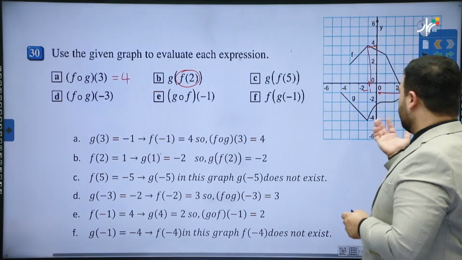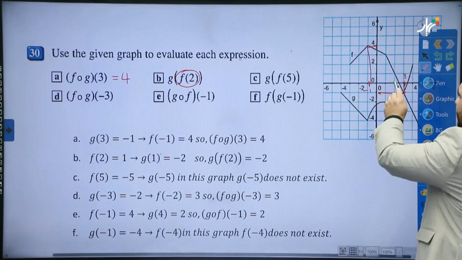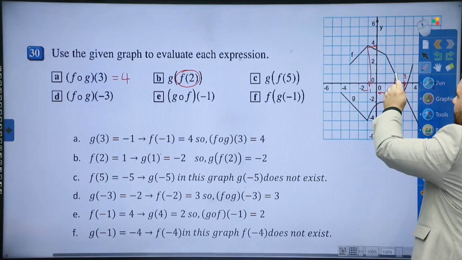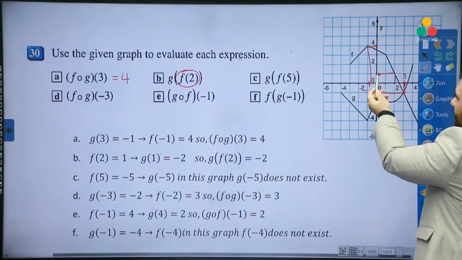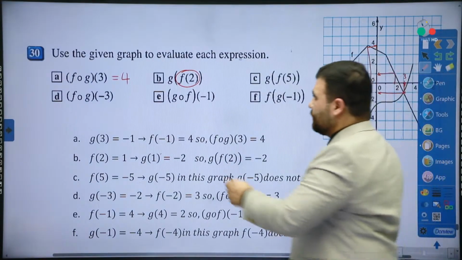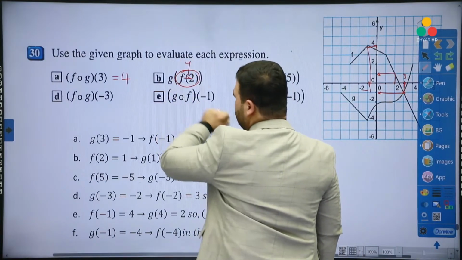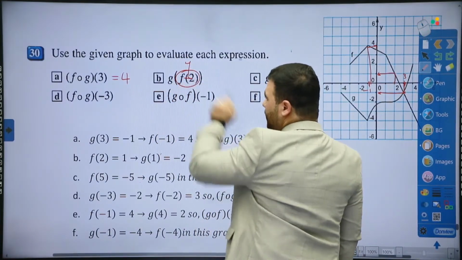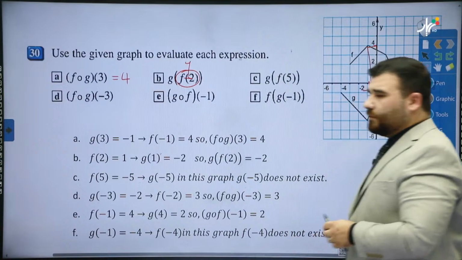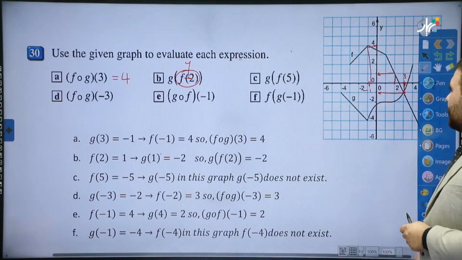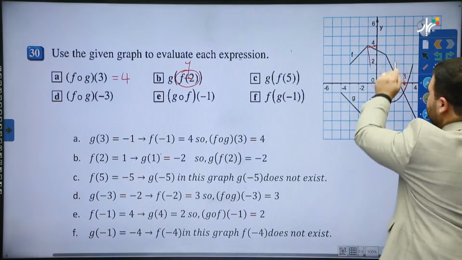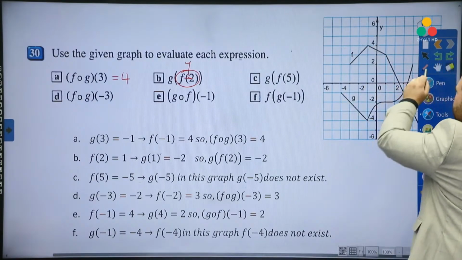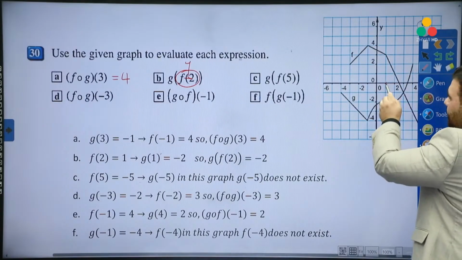F of 2, according to this graph, 2 is here. The upper graph is for f, then f of 2 is 1. F of 2 is 1. This part is 1. Now I have g of 1. G of 1, according to this graph, where is 1? Clean this up. Where is 1? 1 is here.